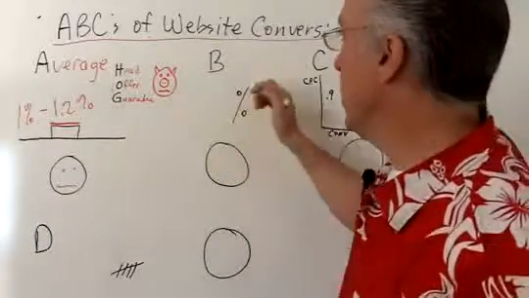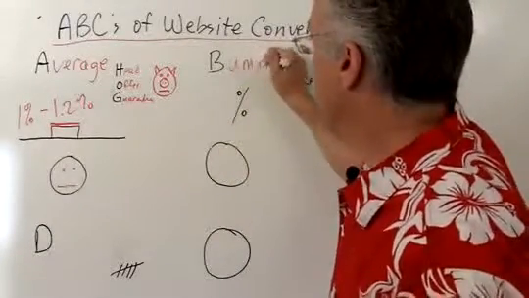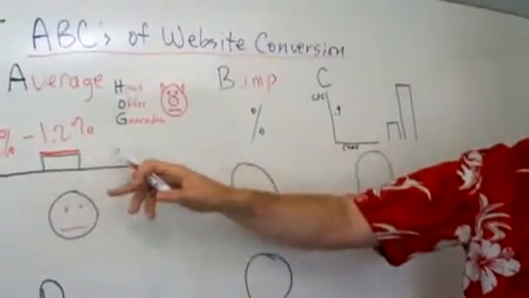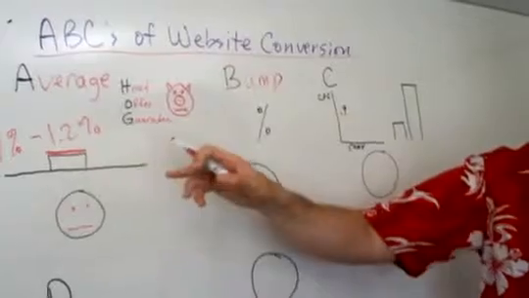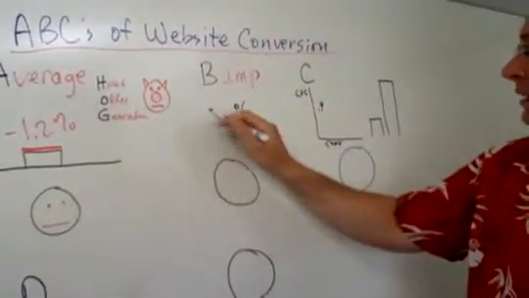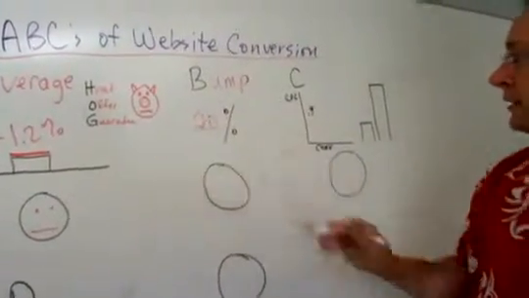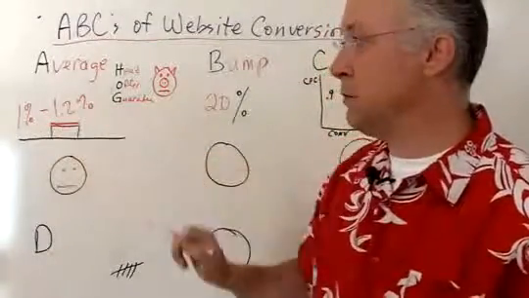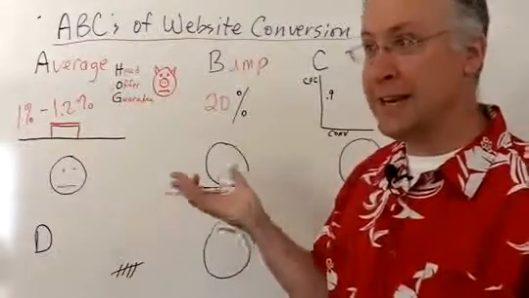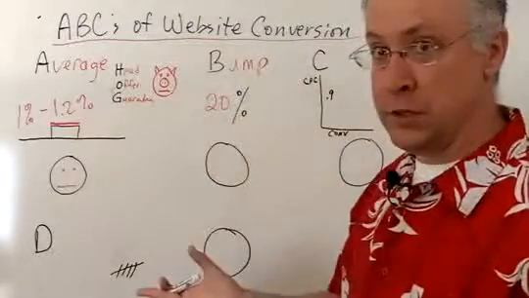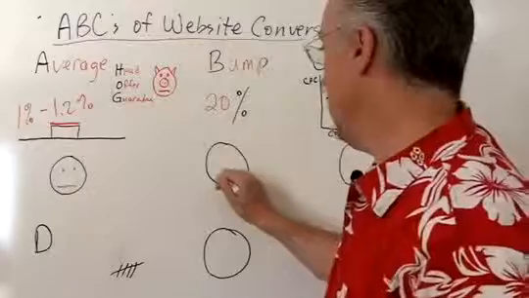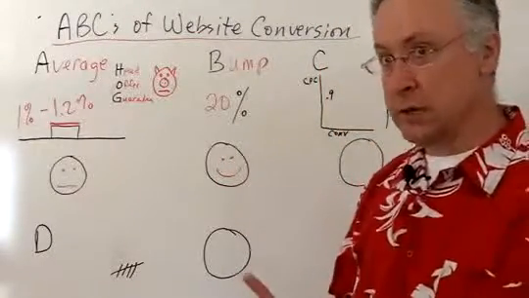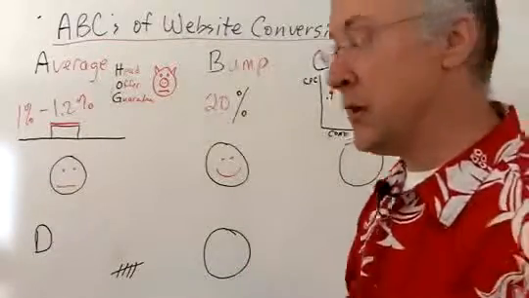Now B stands for bump, because you need to actually understand that what we're not talking about here is a 0.2% conversion increase. What we're really talking about is a 20% increase in conversion, because the difference between 1% and 1.2% is a 20% increase in conversion. Now this is when you should start getting mildly excited, because a 20% conversion increase translates into some major dollars.